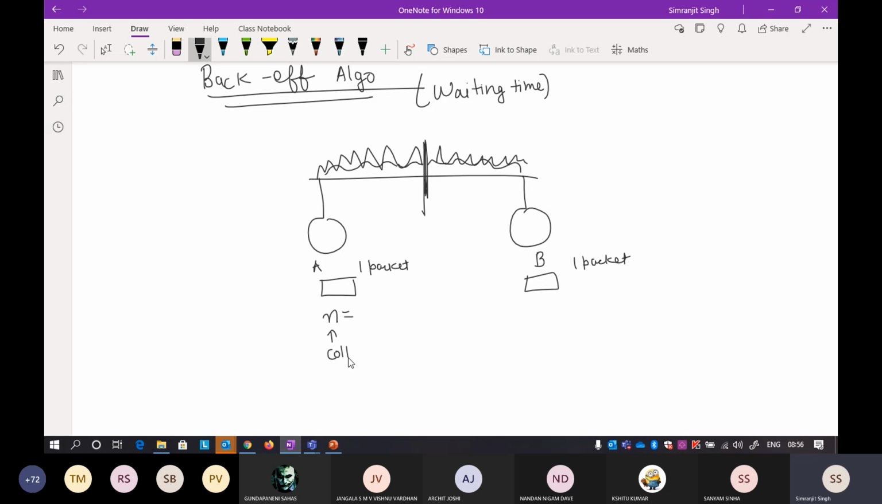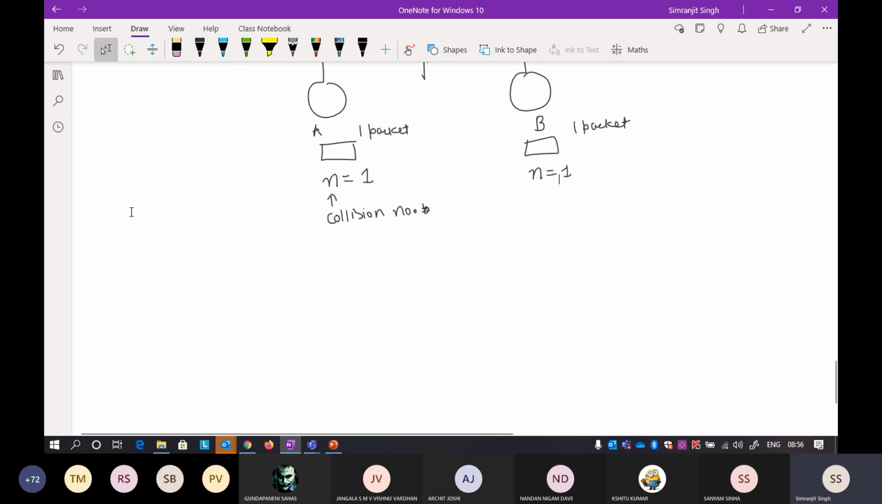Here N denotes the collision number a packet is involved in. The collision number for packet 1 is now 1, because the packet that A has sent towards the network was involved in a collision, which means this packet 1 has been involved in a collision one time. In a similar way, the collision number for packet 1 of B is also 1.